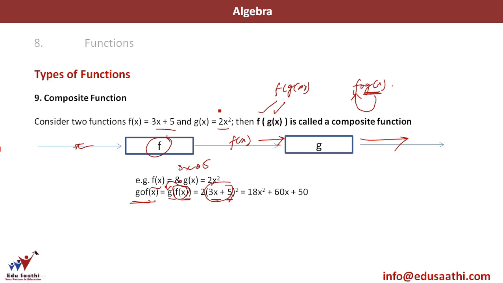What is it? 2 times x square. So 2 times (3x plus 5) whole square. You solve it out. This will be the value of g of f.